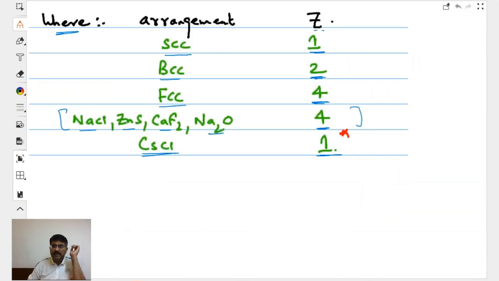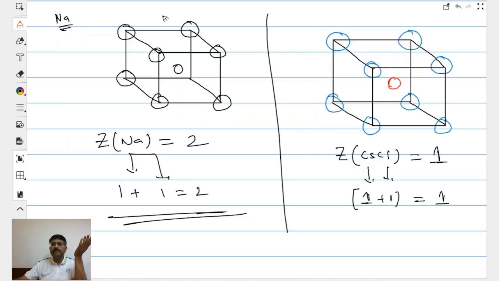Who was asking about this slide? Shamik, ho gaya? Sodium: sodium is present at the corner and sodium is present in the center also. So how many sodium do you have? 2. Whether if you see, both of them appear to be BCC, so don't take Z equal to 2 here. It's very simple.